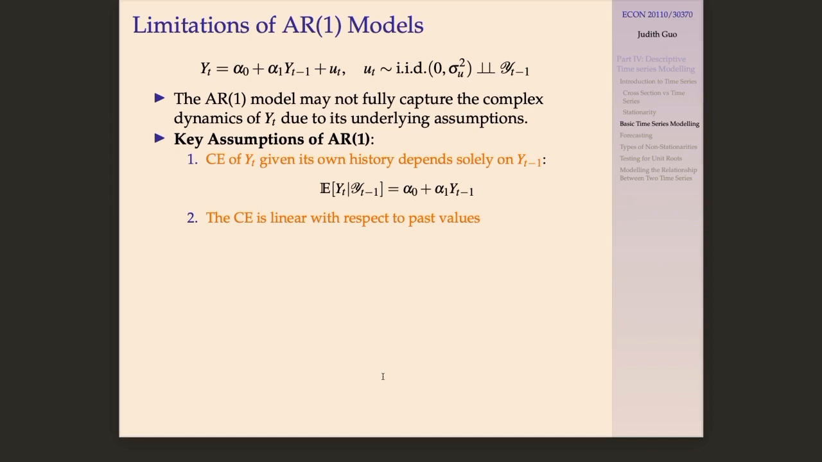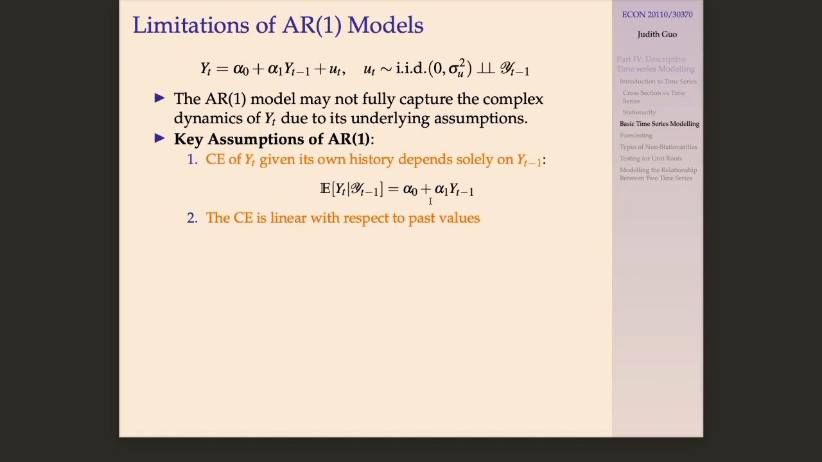This is basically coming from the assumption that the error term follows an IID white noise with mean zero and variance sigma squared u, and that it's independent of all past. So this AR1 model construction gives us the conditional expectation being dependent only on the immediate past, Y_{t-1}. And second, the conditional expectation is linear. So here we have two assumptions within the AR1 context.